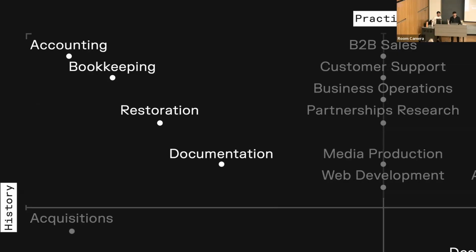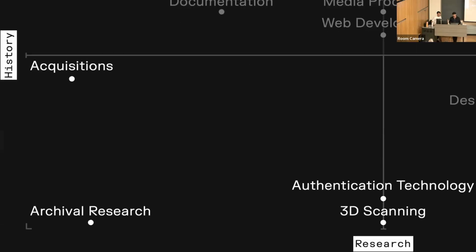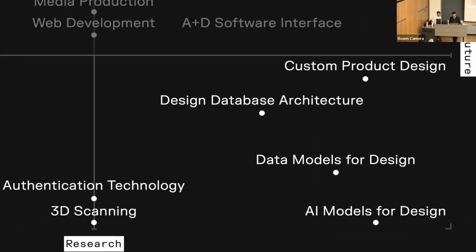On the other end of this axis, we have the most mundane but absolutely essential activities of accounting, bookkeeping, and other mechanical tasks like restoration or documentation, which are always systematized. We really enjoy searching for and acquiring inventory for the business, which is something that David has specialized in, doing archival research and working with new authentication technology like 3D scanning.